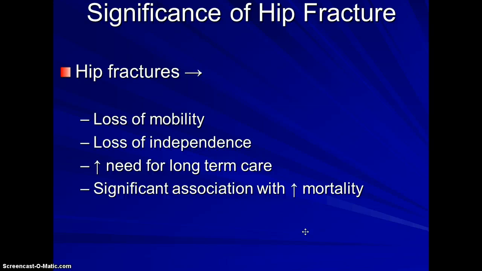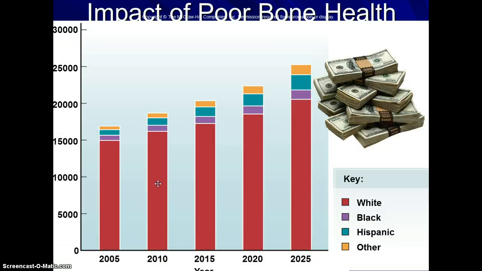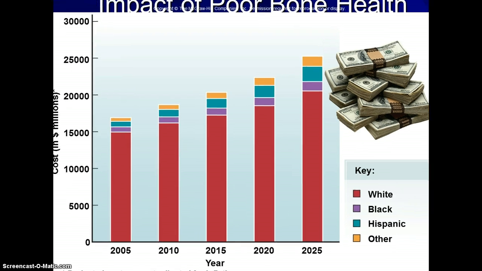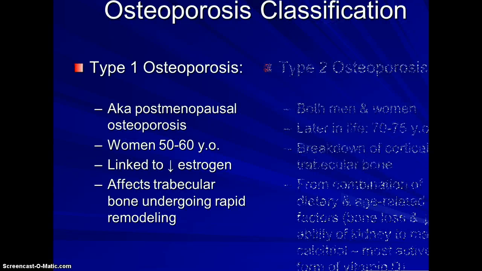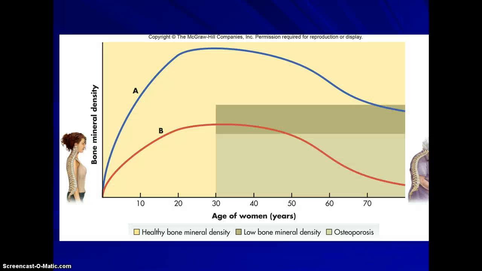The problem with hip fractures is that depending on the age, people lose their mobility, they lose their independence, they have increased long-term care, and there's a significant association with increased mortality rates. This is kind of an indicator of bone health's economic impact, and as our population is aging, more people are having osteoporosis resulting in fractures, which results in increased healthcare costs. So it's going to be a significant player in healthcare. I'm not going to go through the osteoporosis classifications.